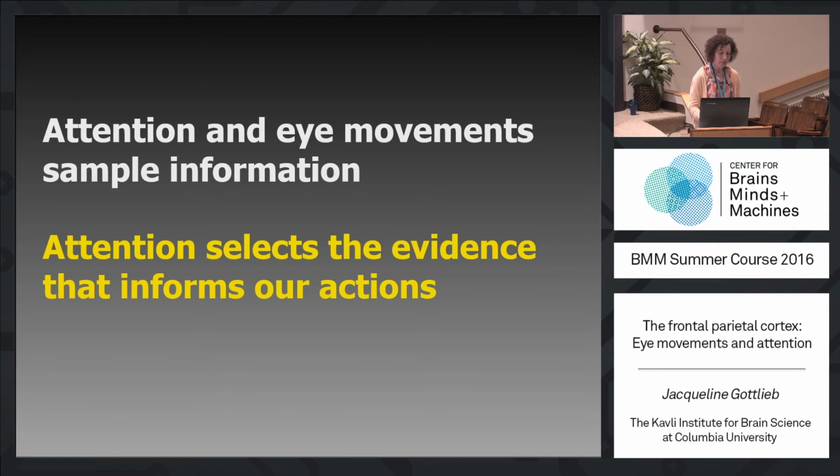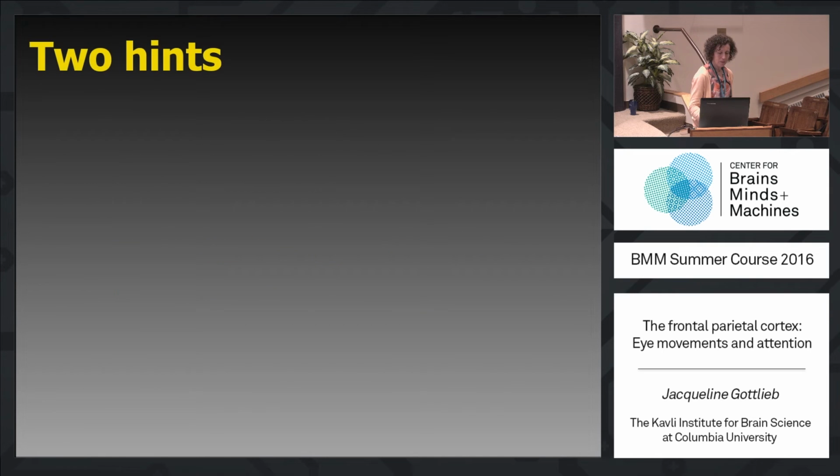So we need to think about attention as a form of decision. It's a decision that selects the evidence that informs our actions, and the question is then, how is that optimized to best serve our actions? What are the value functions that tell us what to attend? Okay, so as I said, these are very early days, but I can give you a preview of some findings from physiology and from behavior that get us started on this question.